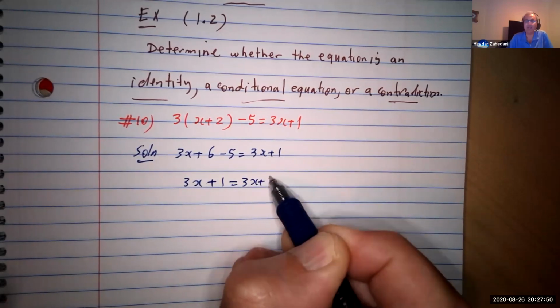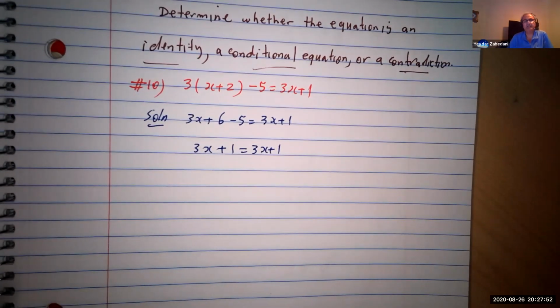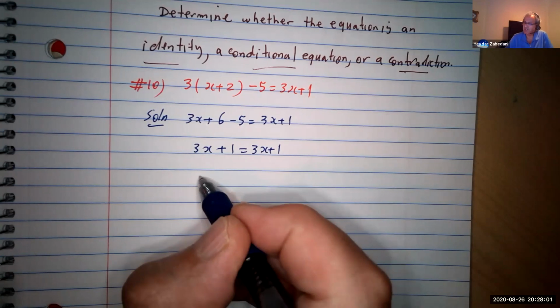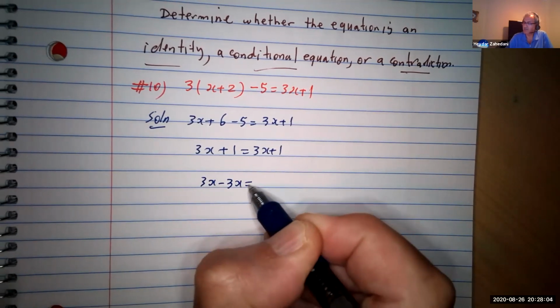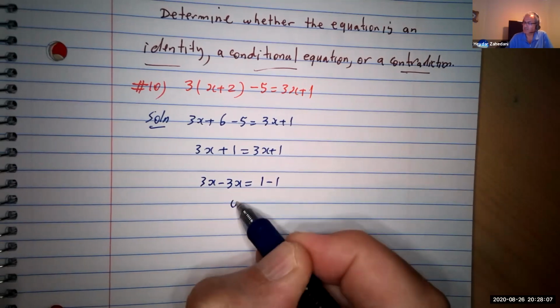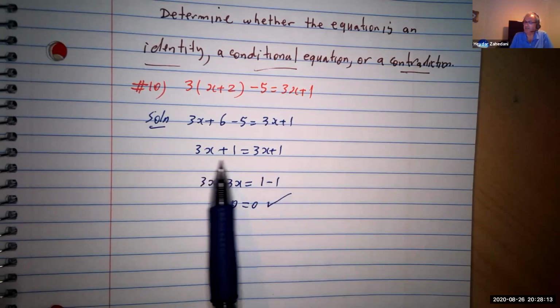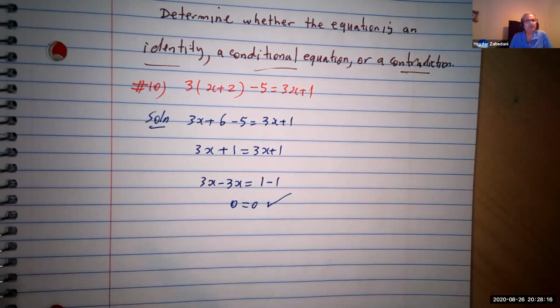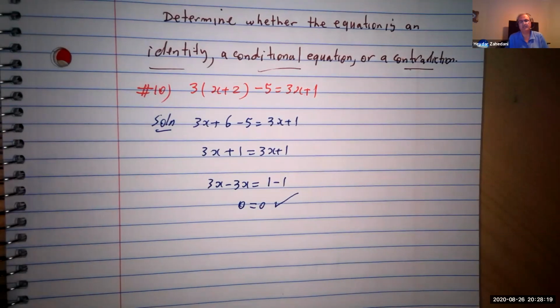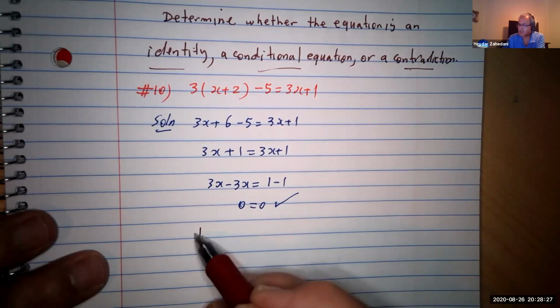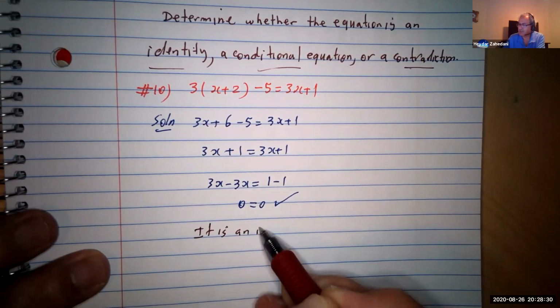You see? It's like looking into the mirror. It's an identity. You can go on if you like, but you can see it. It's exactly the same. But if you want to go on, 3x minus 3x, and 1 minus 1, so 0 equal to 0. It's true all the time. We usually stop here. When it's the same, it's true for every x. If you put in any x, you're just copying, making a photo of the other side. So the answer is, it is an identity.